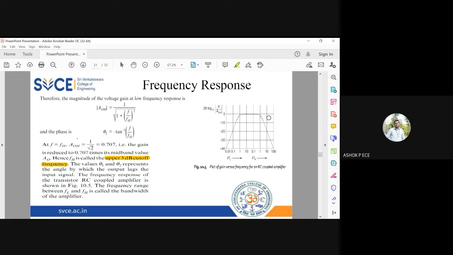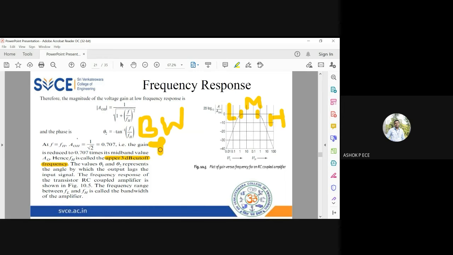This is the frequency response of the amplifier. When you draw the frequency response, you can see that from here to here the gain is constant. So this is your mid frequency region. Below the mid frequency is your low frequency, and above the mid frequency you will have your high frequency, and you have the cutoff frequencies FL and FH. And we define one term called bandwidth. Bandwidth is given by FH minus FL.